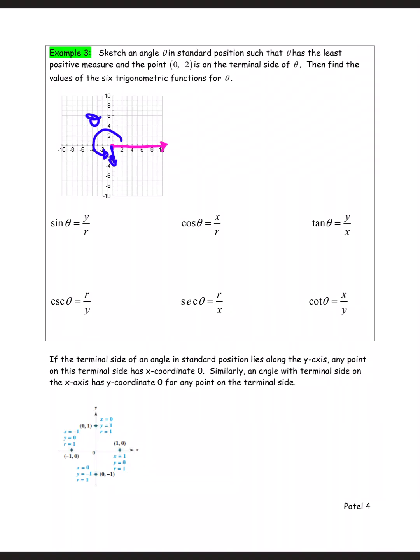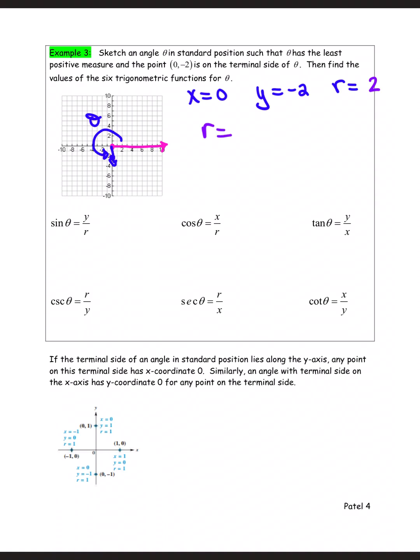So here we have sine of theta is y over r. Well, we know x is 0. We know y is -2. And we can find r by using the same formula, but r is also the distance from 0, 0 to 0, -2. And so therefore r is 2.